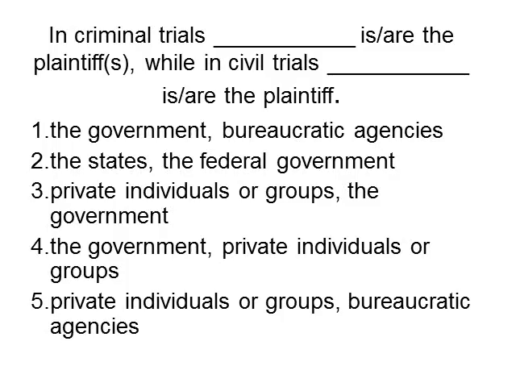So in criminal trials, the blank are the plaintiffs, while in civil trials the blank are the plaintiff, and this is a multiple choice thing. And what they're saying here is, in criminal trials, the government is the plaintiff, while in civil trials, there's a lot of actual variety. It could be private individuals, it could be groups, it could be the government too.